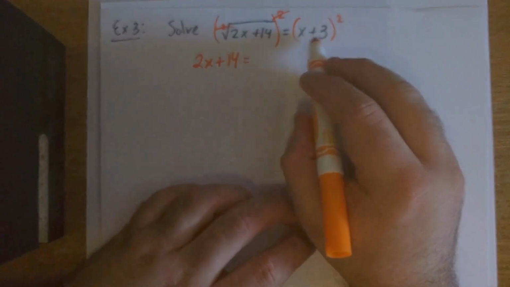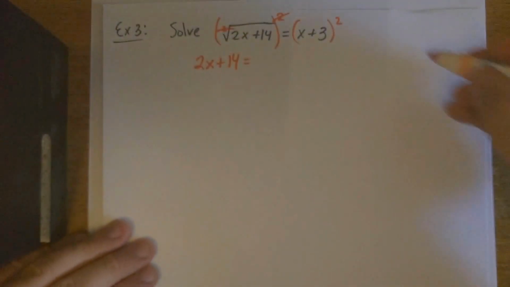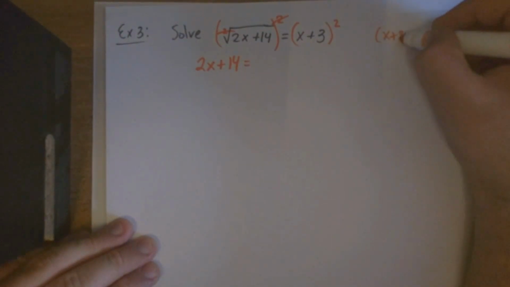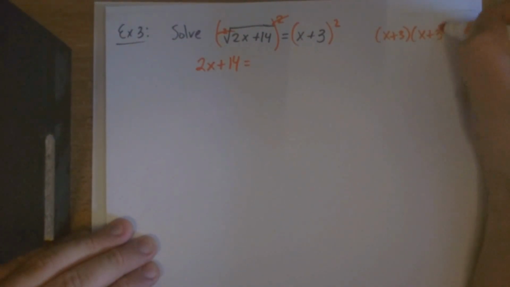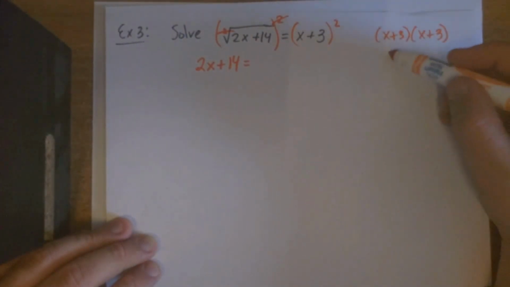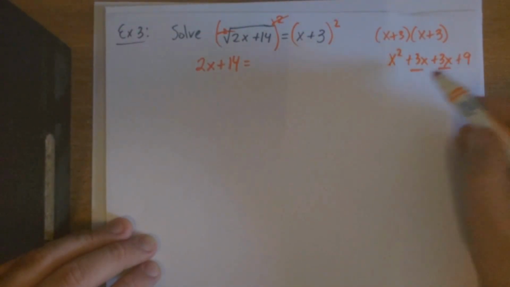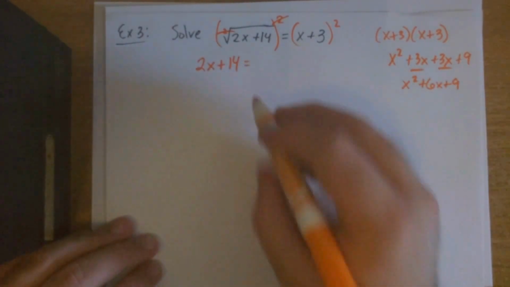Over here on the right side, I have x plus 3 to the power 2. So what does that mean I have to do? I need to multiply x plus 3 by x plus 3. FOIL, if you need to know. X times x is x squared. X times 3 is 3x. 3 times x is 3x. 3 times 3 is 9. These are like terms, so this becomes x squared plus 6x plus 9.